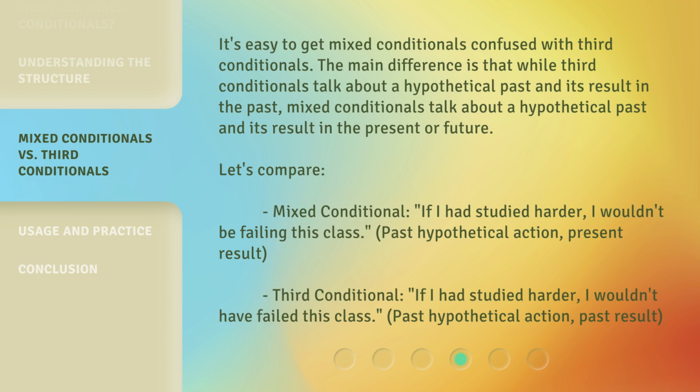It's easy to get mixed conditionals confused with third conditionals. The main difference is that while third conditionals talk about a hypothetical past and its result in the past, mixed conditionals talk about a hypothetical past and its result in the present or future. Let's compare. Mixed conditional: If I had studied harder, I wouldn't be failing this class. Past hypothetical action, present result. Third conditional: If I had studied harder, I wouldn't have failed this class. Past hypothetical action, past result.